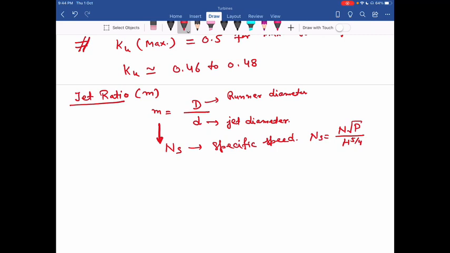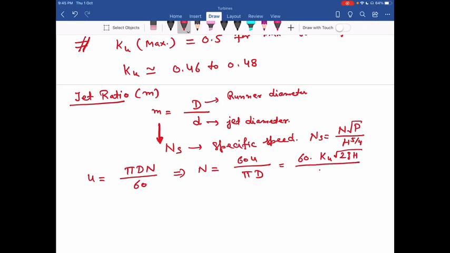So you can see now U, tangential velocity, is equal to pi D N divided by 60. So from here I can calculate N as 60U divided by pi D. Now further, U in terms of speed ratio, I can write it as 60 into Ku under root of 2gh divided by pi D. Okay, so this is the value of N I have.